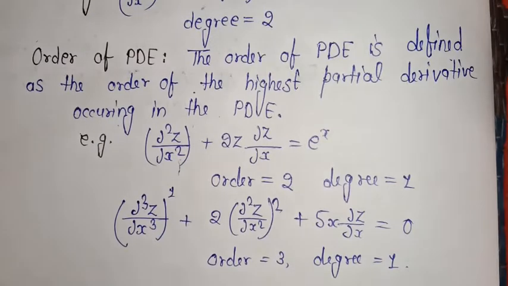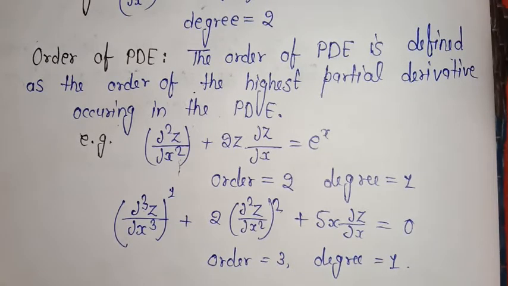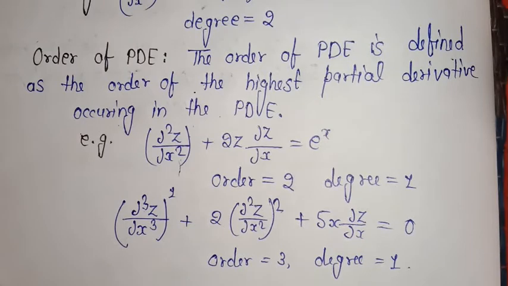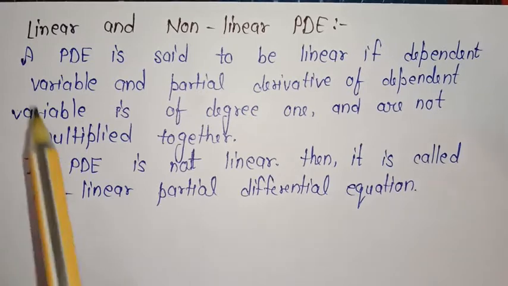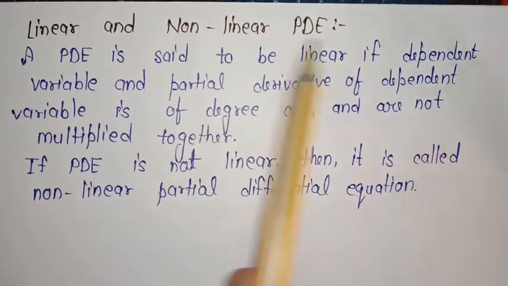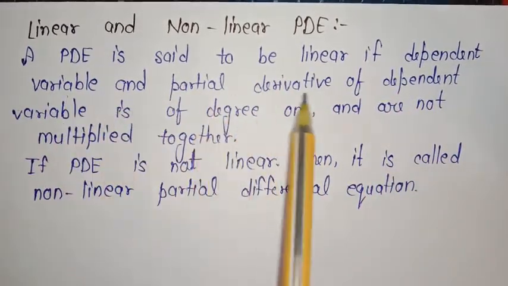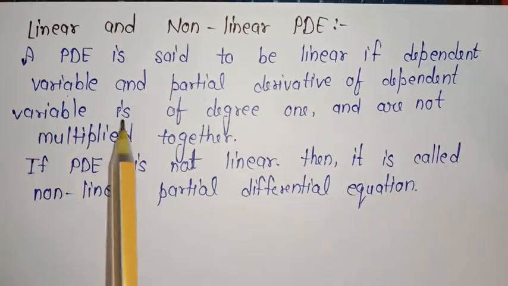Now I will discuss the types of partial differential equation, that is, linear and non-linear partial differential equation. So firstly we will discuss what is the linear and non-linear PDE. A PDE is said to be linear if the dependent variable and the partial derivatives of the dependent variable are of degree 1.